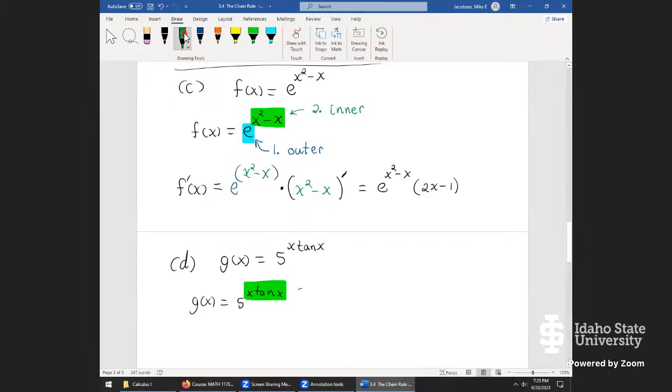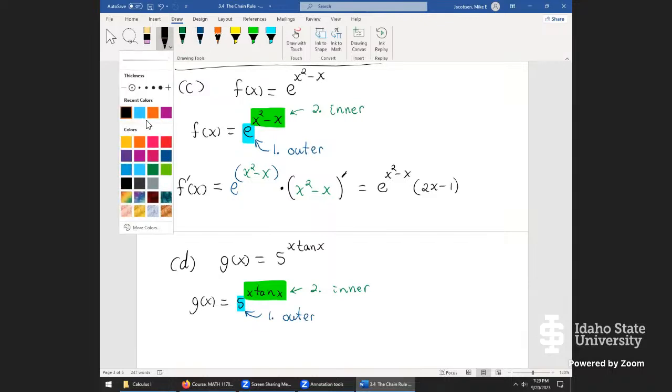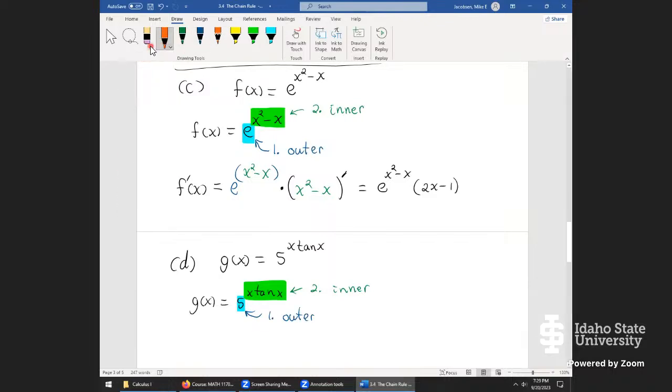So that right there is the inner function. So we'll label that with a 2. Base 5 exponential, we'll label with a 1 since it's the outer function. And I feel like for this problem, I personally would want to refresh myself on this derivative because that's not a derivative we do a lot, right? It's usually an e to the x. So this is a good formula to have at the ready.